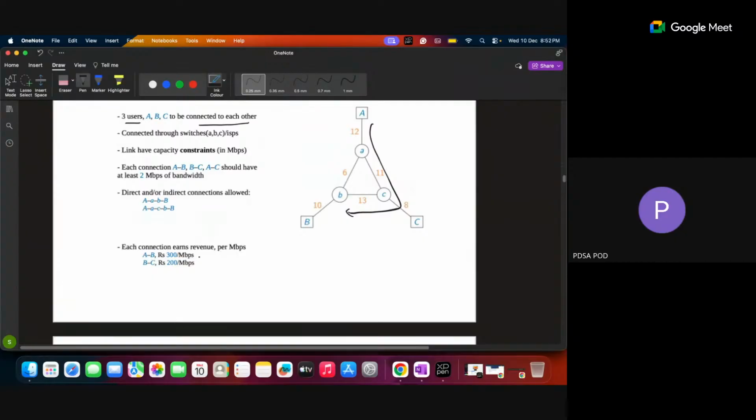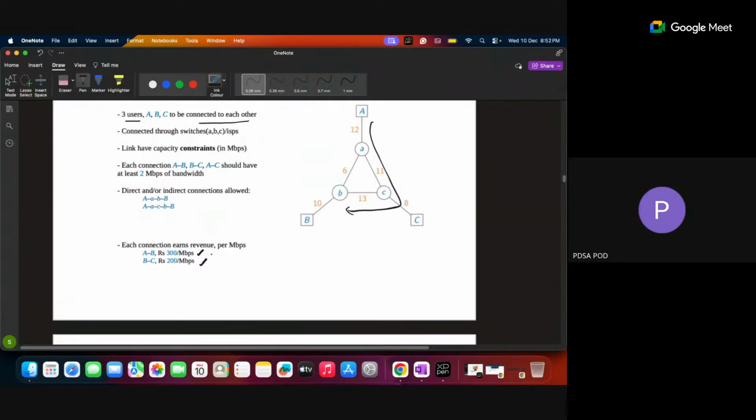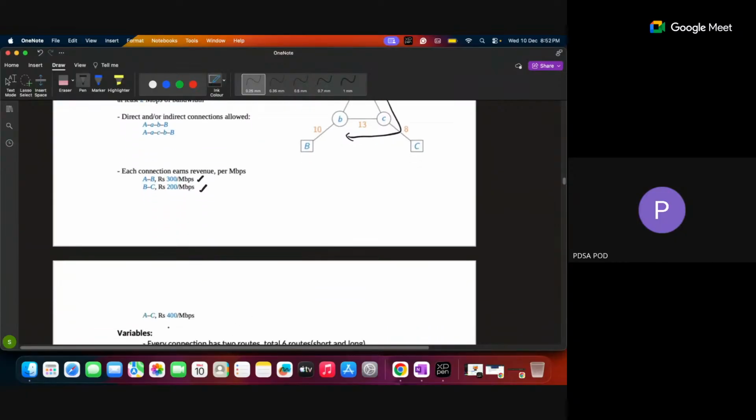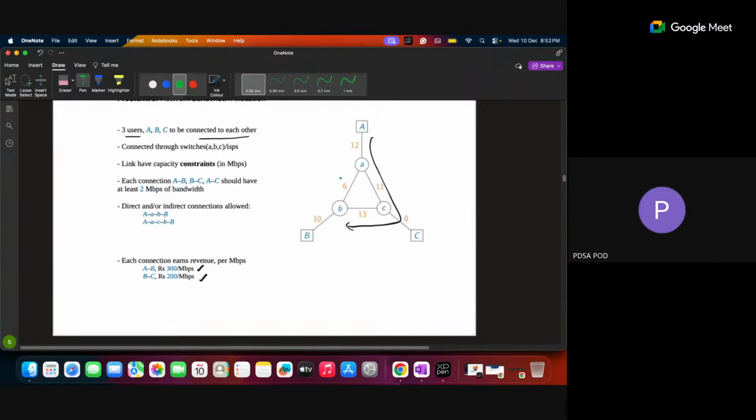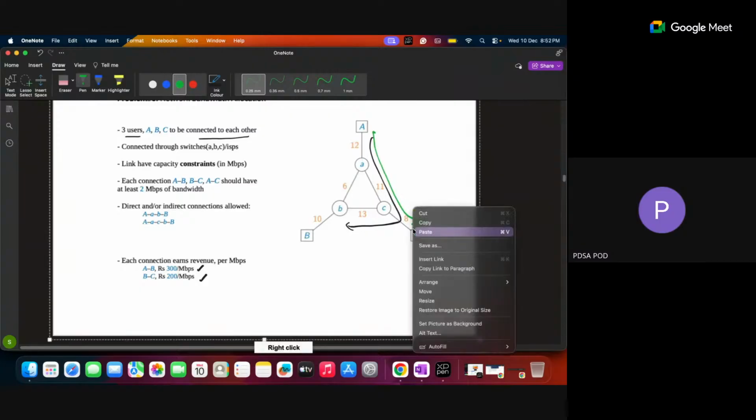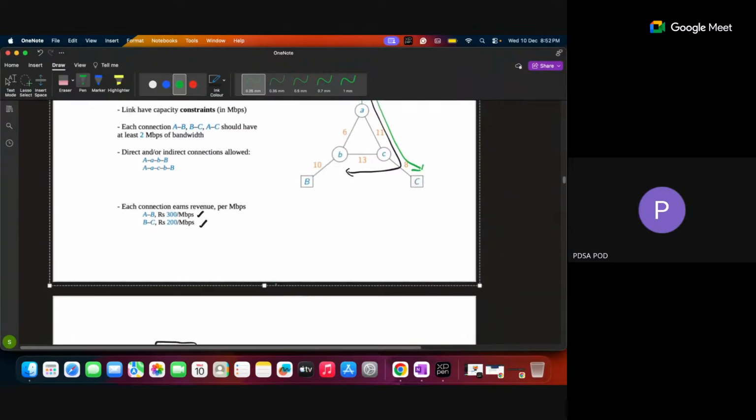Now, each connection earns revenue. A to B, we are getting 300 rupees per Mbps. B to C, we are charging 200 per Mbps. And A to C, which is the costly one, we are charging 400 per Mbps. This is clear because it is the highest cost we are charging. A to C, that means this path is the most costly one. Is it right?